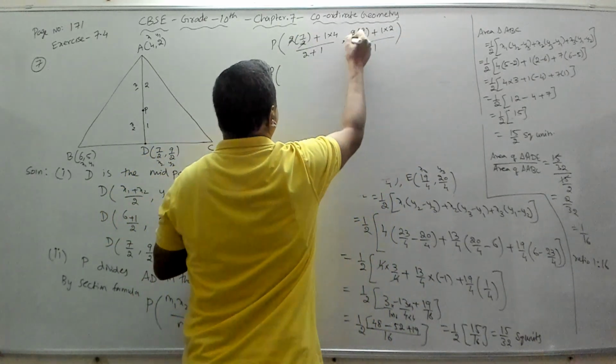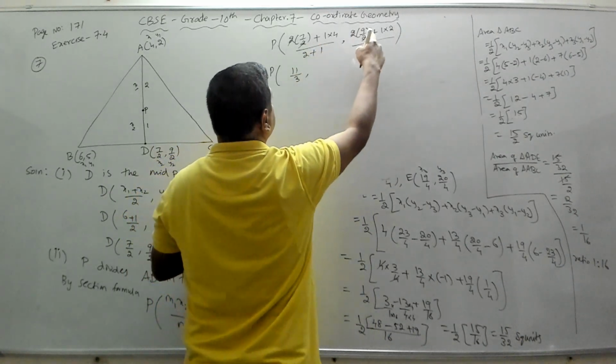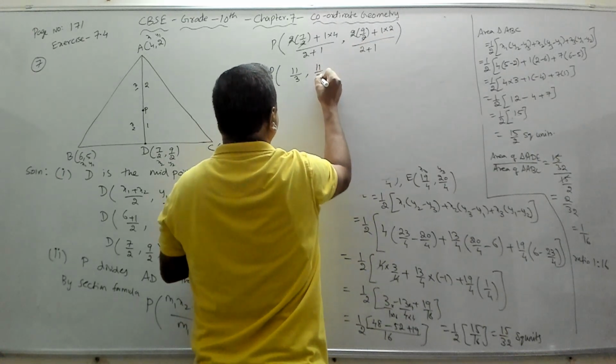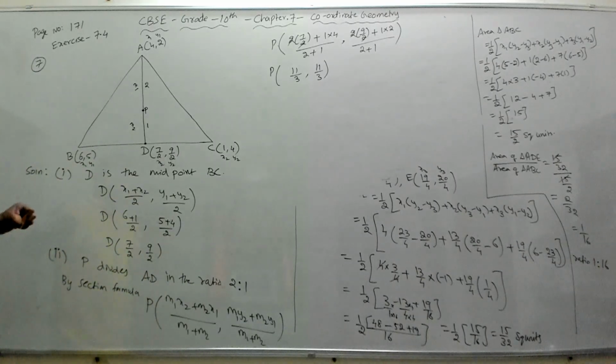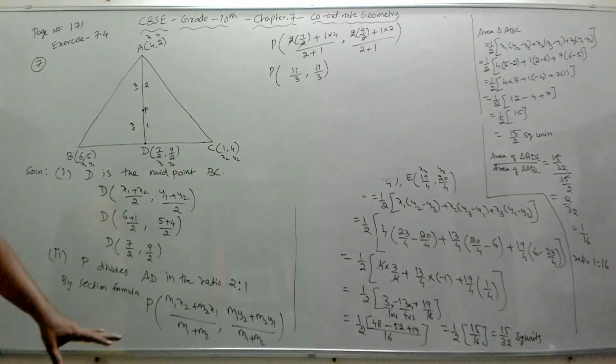Here also 2 will go. So 7 plus 4 is 11 by 3, comma, this is 9 plus 2 ones are 2, that is also 11 by 3. So your P will be 11 by 3 comma 11 by 3. So that is your coordinate of P. So we have answered the second question.